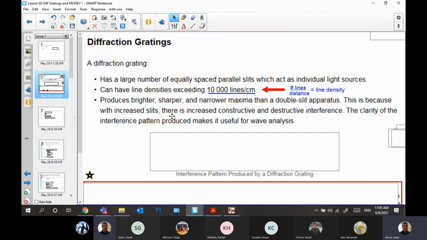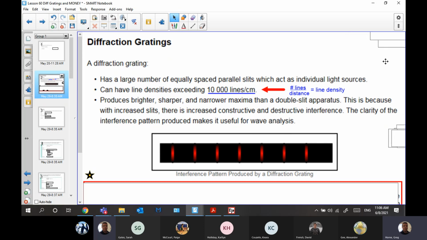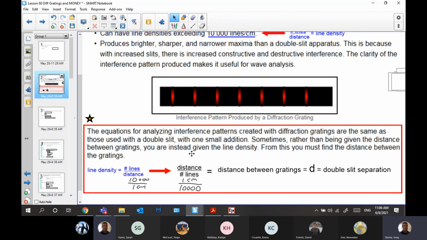So back to this here, the reason we do this is because they produce super bright, super sharp double slit interference patterns. With the increased number of slits, you're getting more constructive interference and more destructive interference, and so a much more resolved image. You get super bright, super separated lines, and so they're really easy to measure. If you're using these things to determine a wavelength of light, for example, the measurements are easier because everything's more focused and intense and separated.